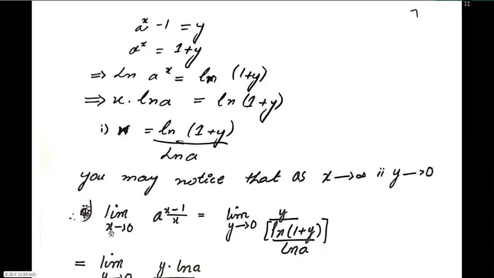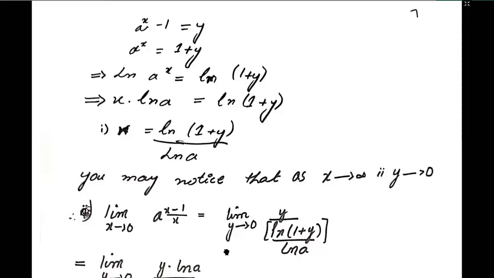And you may notice that as x tends to 0, y tends to 0, and then limit x tends to 0, (a^x minus 1) over x equal to limit y tends to 0, y upon ln(1 plus y) upon ln a. Okay, because a^x minus 1 equal to y, and in place of x we write ln(1 plus y) over ln a. It means this original limit equals this.